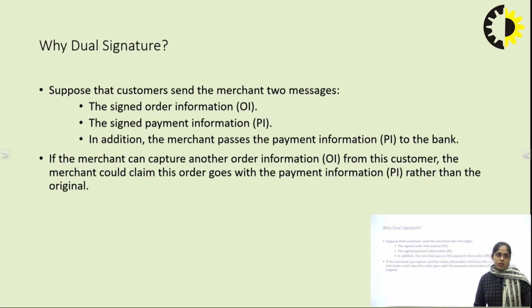Why are dual signatures used? You can suppose that the customer sends the merchant two messages: first, the signed order information, and second, the signed payment information. Then the merchant passes the payment information to the bank. If the merchant can capture another order information from this customer, the merchant could claim this order goes with the payment information rather than the original.